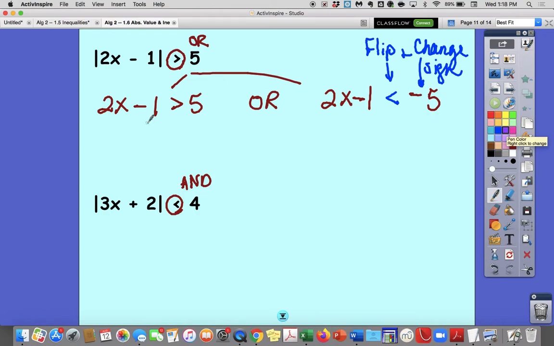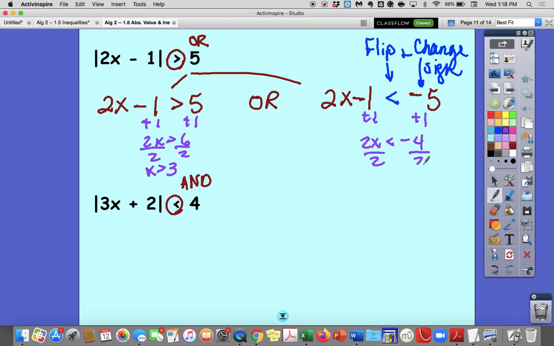You solve these both out, just like we did in the past. So we got 2x is greater than 6, divide through by 2, and we have x is greater than 3. So there's one part. Come over here, add 1. We have 2x is less than negative 4, divide it out, x is less than negative 2.